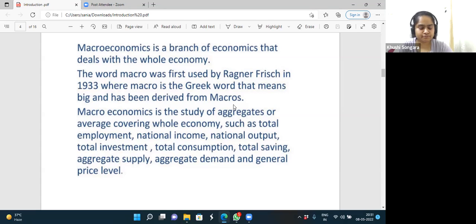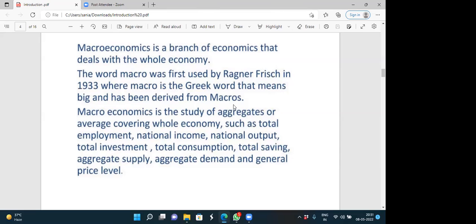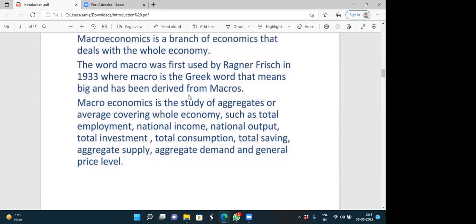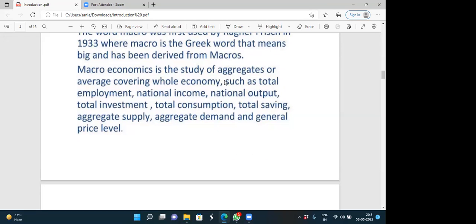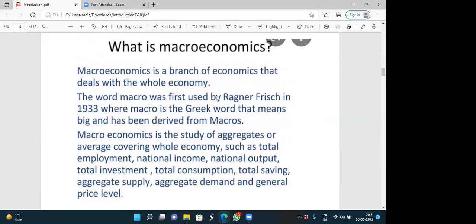Yes, okay, ma'am. I will just quickly conclude it. Macroeconomics is the branch of economics that deals with the economy as a whole. The word was given by Ragnar Frisch, and macro is a Greek word which means big. In macroeconomics, we study aggregates, for example national output, total investment, national income, aggregate demand, aggregate supply, and the general price level. This is the definition, and I guess everyone's definition is different, which I will be asking tomorrow.